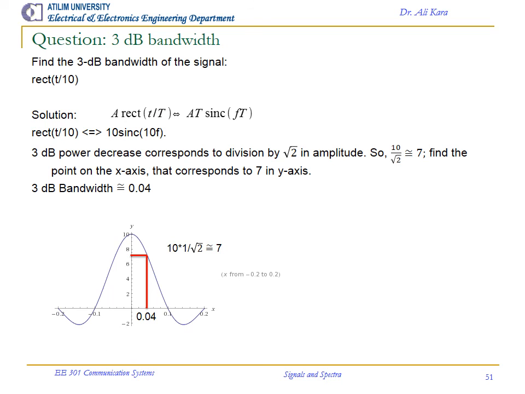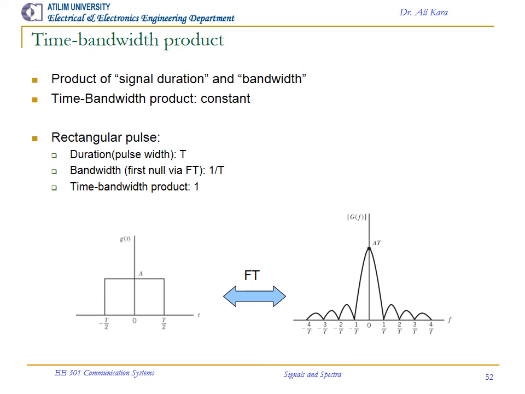Question: 3 decibels bandwidth. Find the 3 dB bandwidth of the signal, rectangle of t over T. Solution: you need to find the point where the signal is 3 dB lower than its peak. Time bandwidth product.